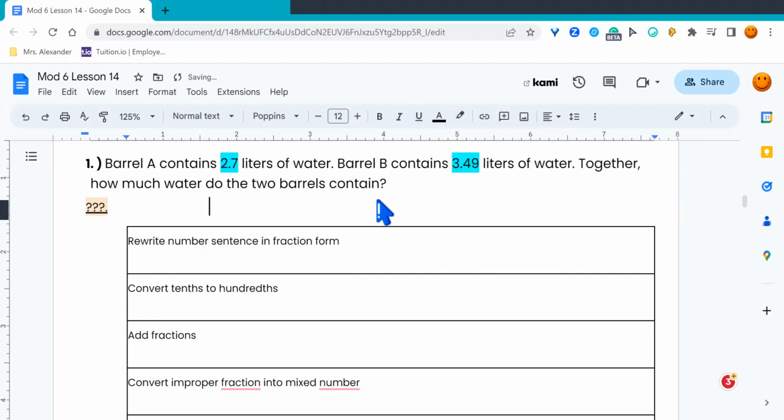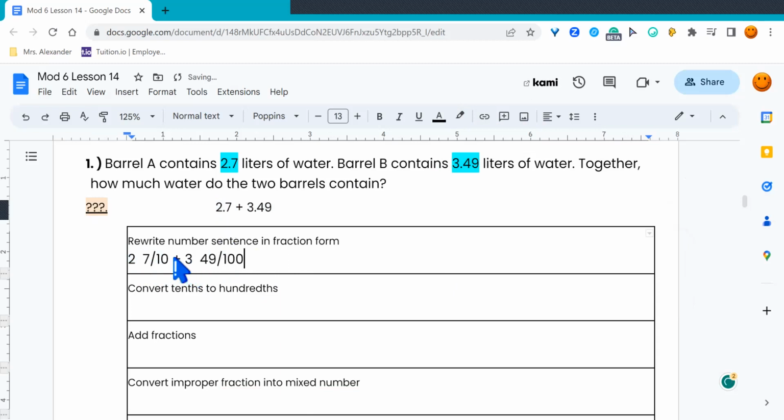I'm going to just move my line over a little, so I can go 2.7 plus 3.49. I'm going to take this sentence right here and rewrite it in fraction form. So I'm going to go 2 and 7/10. I'm going to take off the yellow. Sometimes my boxes have a mind of their own. And then 3 and 49 hundredths.